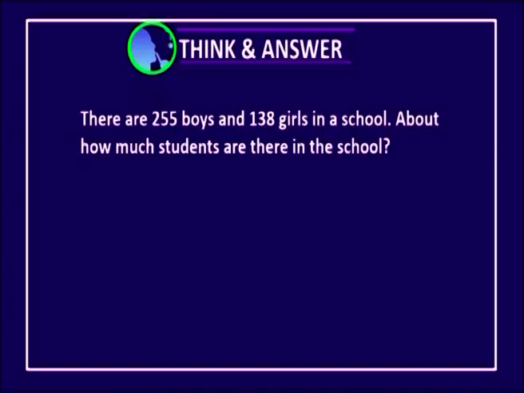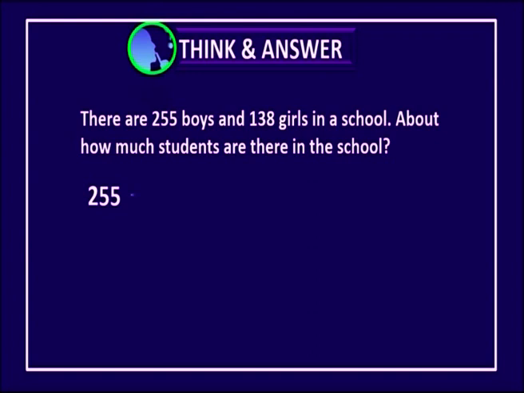Okay children. Now let us answer a few questions, children, which are going to be shown on your screen. So first we will understand how the concept is and then we try to answer the questions. So the question is, there are 255 boys and 138 girls in a school. About how many students are there in that school? So we need to find the approximation or the estimation of the number of students in the school.